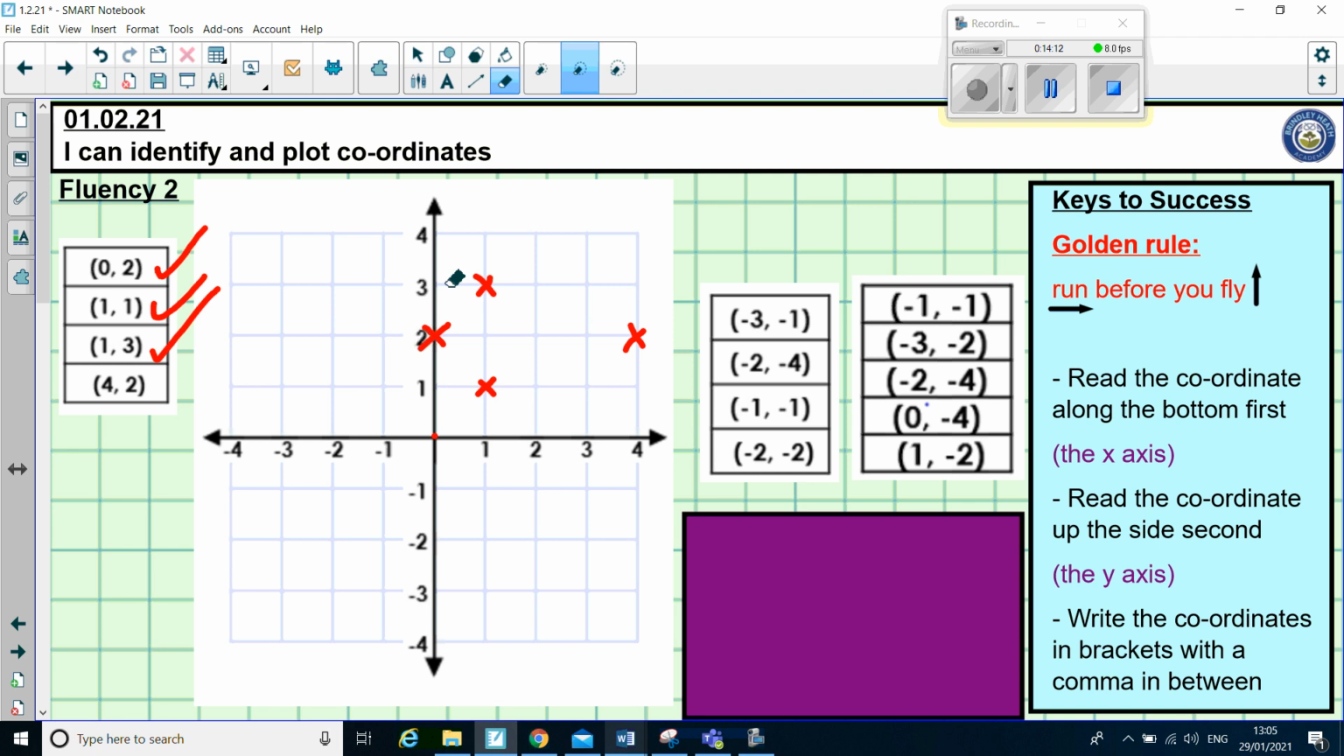Okay then, year 6, hopefully you got on all right with those. Let's have a little look at what you should have drawn for each of those sets of coordinates. So the first one, we had -3, -1, which would go here, -2, -4, which would go here, -1, -1, which would go here, and -2, -2, which would go here. So have a look at your work and just check that you have got the crosses in a similar place to where mine are on the screen.